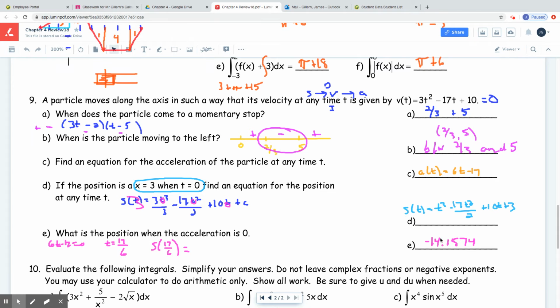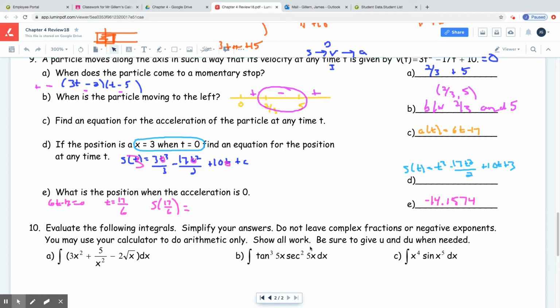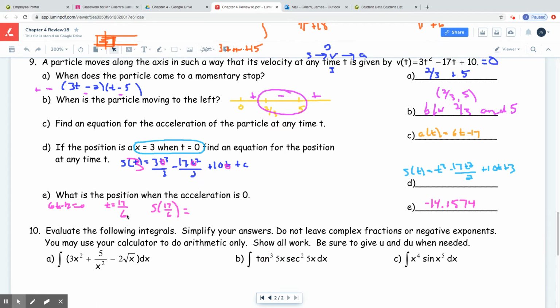So we get negative 14.1574. Which, if you think about it, 17 over 6 is less than 3 seconds. So it only moved to the right for a little bit, and then it's been moving to the left. So it makes sense that it is a negative position.